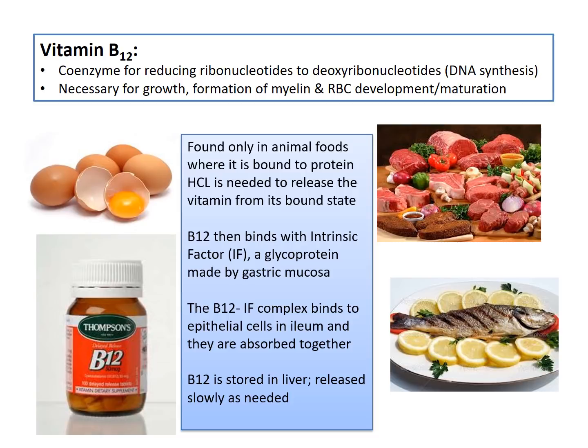B12 has to bind intrinsic factor. Remember, intrinsic factor comes from the GI mucosa, and that B12 intrinsic factor complex is absorbed in the ileum of the small bowel, so they're absorbed together. And then B12 can be stored in the liver and released as needed.